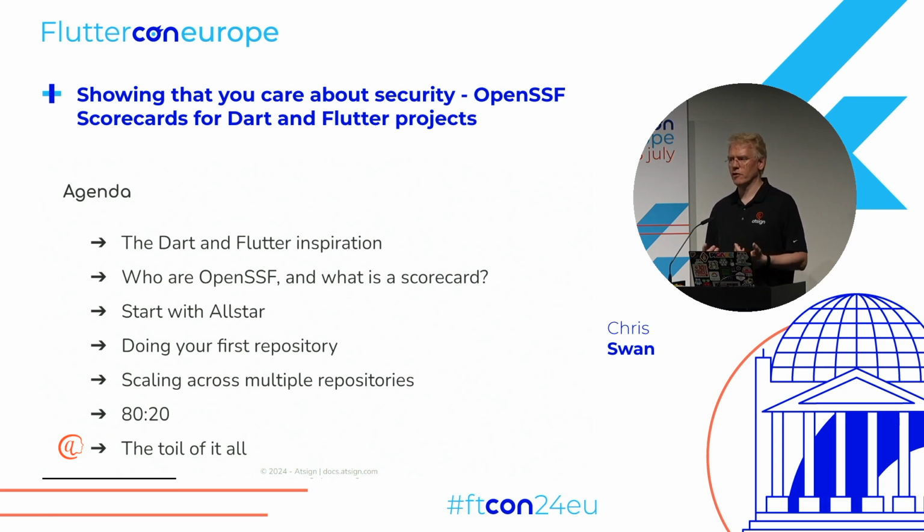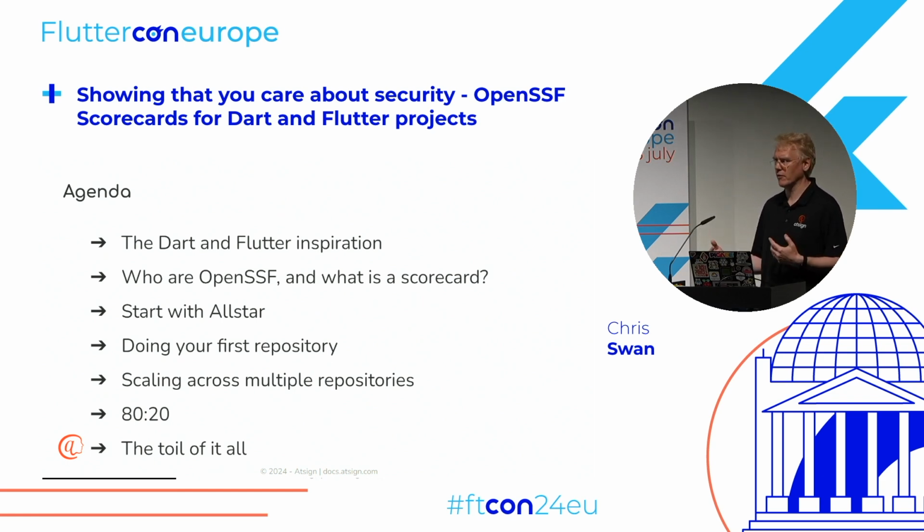When you do start implementing Scorecard, you need to pick a repository. And so I'll go through the process of putting a scorecard onto that first repository, and then talk about scaling across an organization. So once you've done your first repository, how can you take what you've done there and reuse it across as much of the rest of the organization as you want to touch?